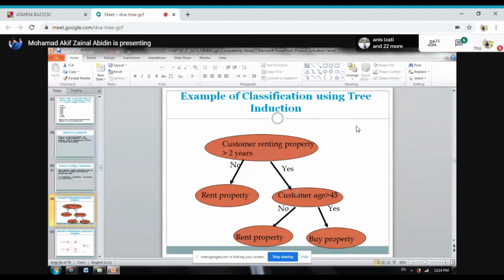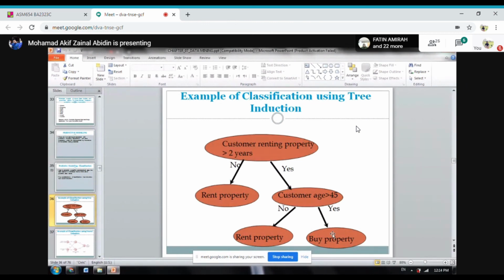If no, go to no. Kalau no, maksudnya dia still sewa. Okay, dia tak akan beli rumah lah, stop there. So that is the end note. But if dia dah sewa lebih 2 tahun, go to yes. And umur dia, kita tengok pula second factor. Okay, factors contributing to whether you beli rumah ke tak. Umur lebih daripada 45, yes, then you will buy the property. Okay, meaning that siapa yang nak beli rumah, umur dia mesti lebih 45 and dah menyewa lebih daripada 2 tahun.